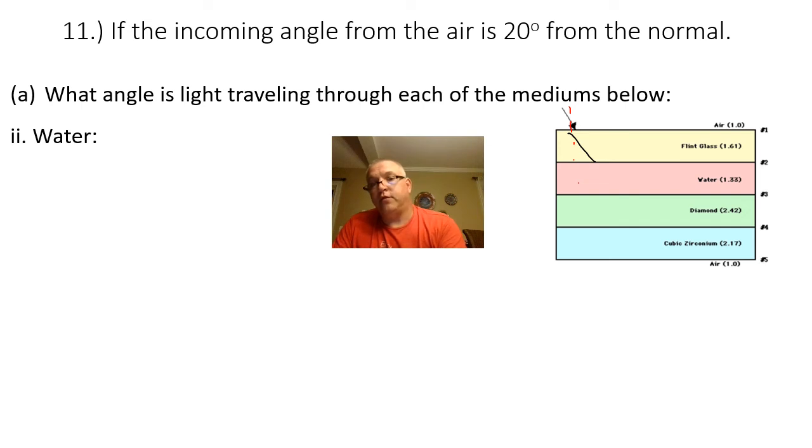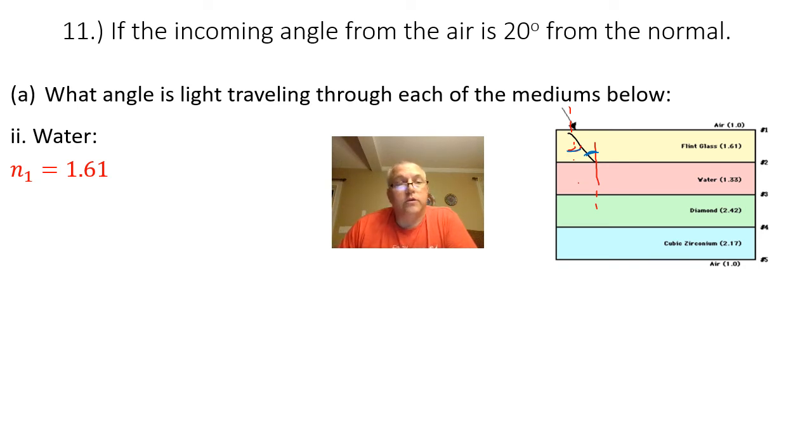And then if I draw another normal right here, I know that this is my angle of incidence going into the flint glass. And this is my angle of refraction going into the flint glass. This is my angle of incidence going out of the glass into the water. This angle and this angle are going to be the same. They are alternating interior angles. So my angle of refraction going into the flint glass will equal my angle of incidence leaving the flint glass.